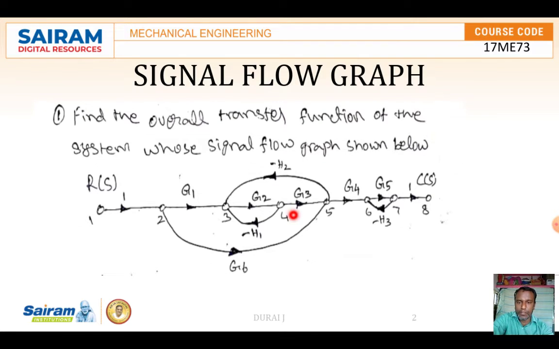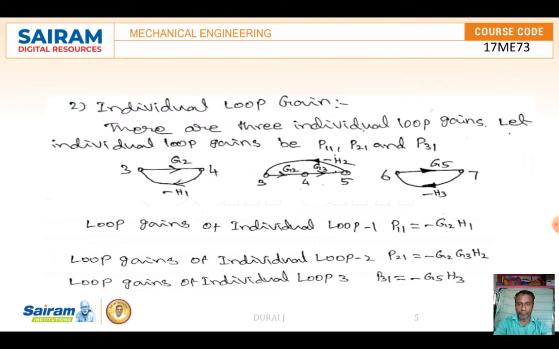The next step is to find the individual loops. An individual loop means starting from a node, it ends at the same node. Check over here. This moves towards the right side, so it will not be an individual loop. 3 4 again 3: this is one individual loop. Then 3 4 5 3: this is another individual loop. And 6 7 6: it travels from 6 to 7, 7 to 6. This is also another individual loop. So we write 3 4 3, 3 4 5 3, and 6 7 6.